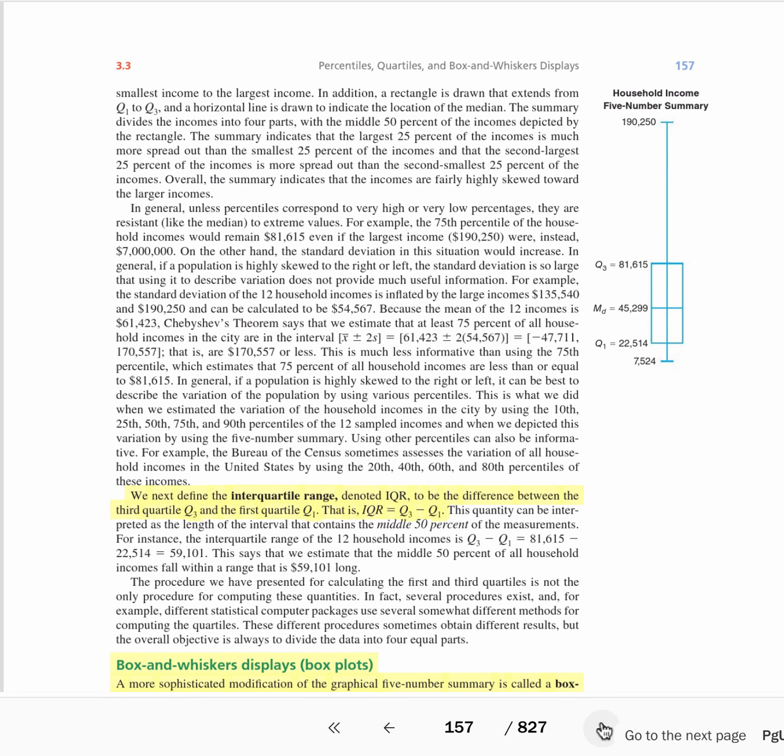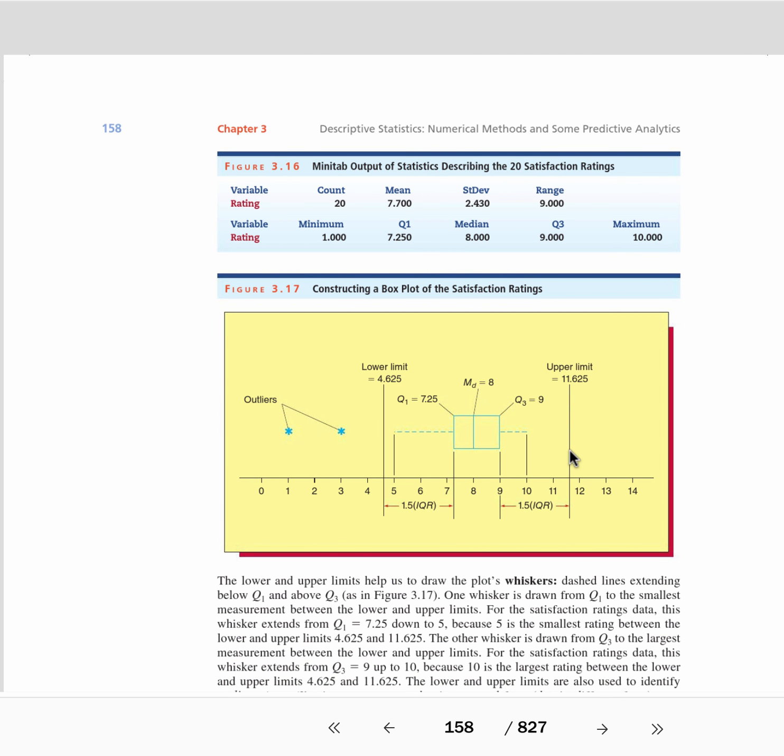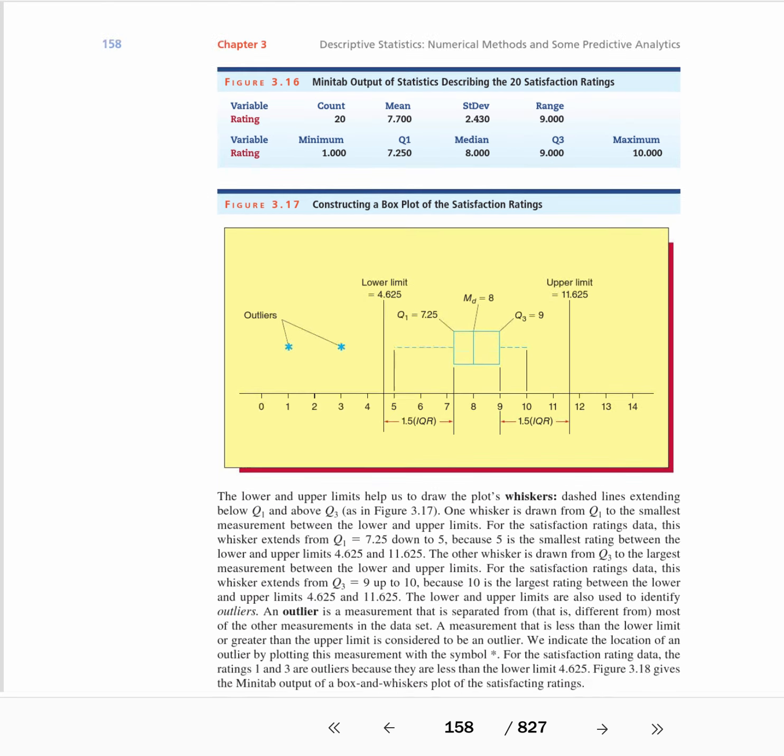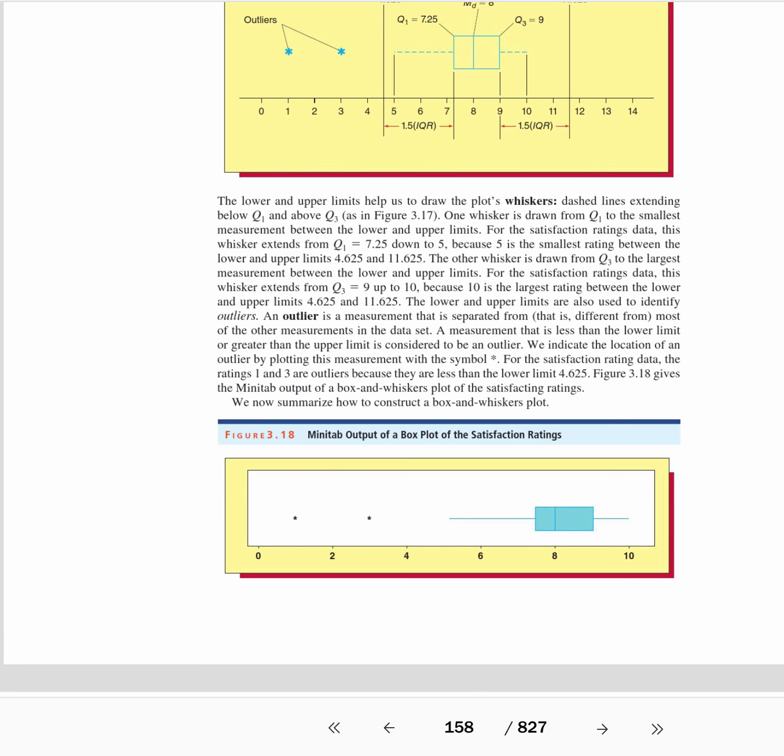So if we go back to our box to see what happened, here it is. The 10 is the biggest number available in our data which is less than the upper limit, so the whisker stops here, and the other whisker stops at the lowest number in our data, which was 5. And again, 3 and 1 were the lowest, however they are considered outliers because they are less than the lower limit. So this is how you look at the data in a very nice way.